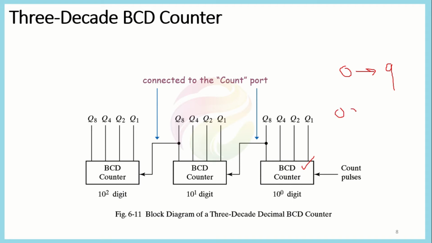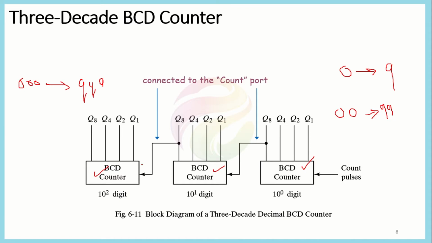And if we want to move from 00 to 99, or a 2 decade counter, then we would require two blocks of these BCD counters. And if we want to represent the system as a 3 decade counter, which would have values from 000 to 999, then we would require 3 BCD counters. So each BCD counter is a separate decade counter, and if we connect them in this way, so that the output of the first counter becomes the input to the second one, and similarly for the next one, then they would form a 3 decade BCD counter.